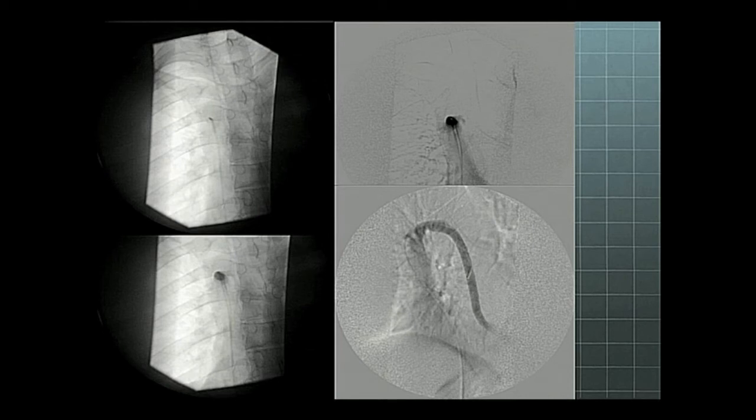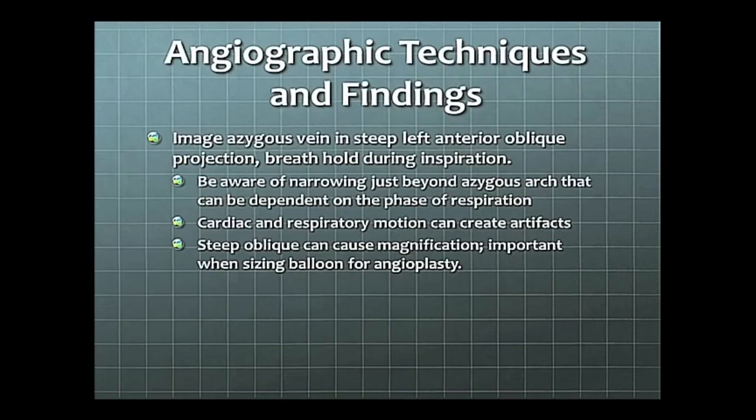When you inject, you'll often get just a little circular blob of contrast that will sit there. It's not extravasation. It's just contrast sitting in the azygous vein. Here it is with a subtraction mode. For the venogram, you should put the catheter in an oblique, about 45 degrees or steeper, and you may have to do a few different projections to optimally lay this out, but usually it's a steep oblique that gets the best view of that. You should be aware that there is an area just beyond the arch where you can have narrowing that's respiratory dependent, and you should have the patient take a deep breath in, and that eliminates that.